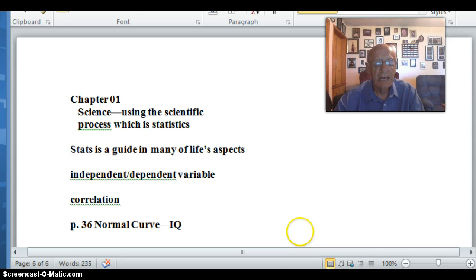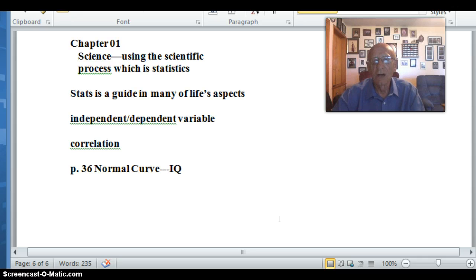On page 36, we have what is called a normal curve. That's IQ. 100 points is normal. What makes this a normal curve is that one side is just like the other. They have a mode, median, and a mean there. And the curve has a high peak and then open ends on both sides. If you haven't seen a normal curve, look on page 36 and you will see one. Okay, this concludes chapter 1.